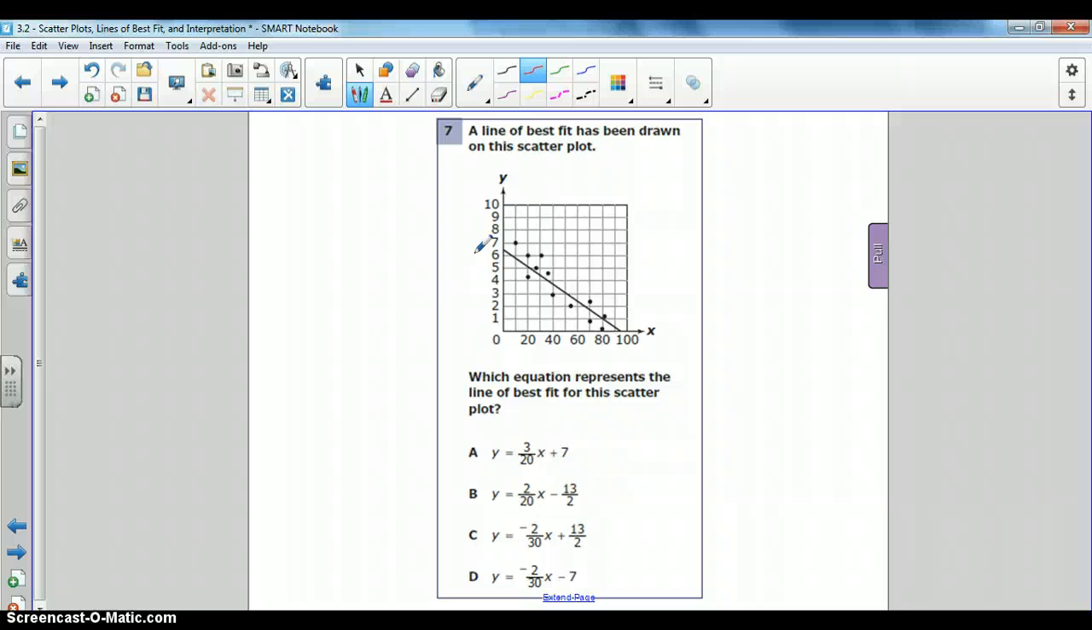Okay, a line of best fit has been drawn on this scatter plot. Which equation represents the line of best fit for the scatter plot? Okay, is that a negative line or a positive line? Right, it's a negative line. So I can already get rid of A and B. Okay, so now I'm down to C and D.